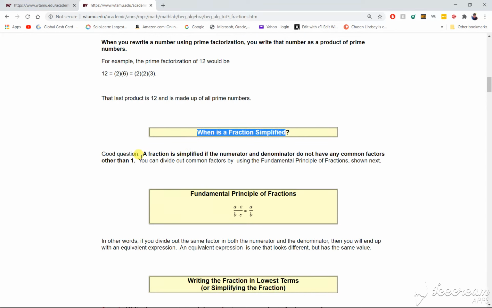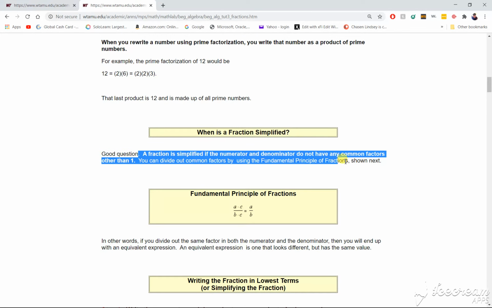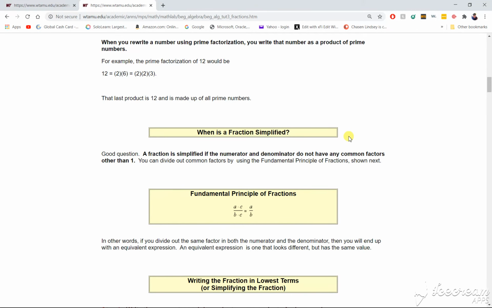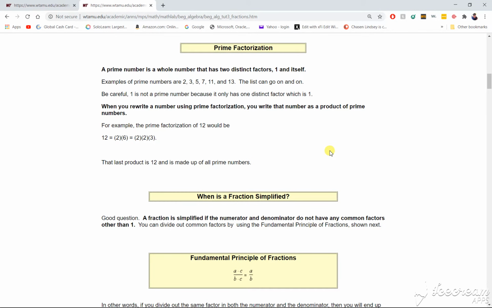When is a fraction simplified? A fraction is simplified if the numerator and denominator do not have any common factors other than 1. Hold up. Prime factorization: literally break it down till it's all prime numbers.